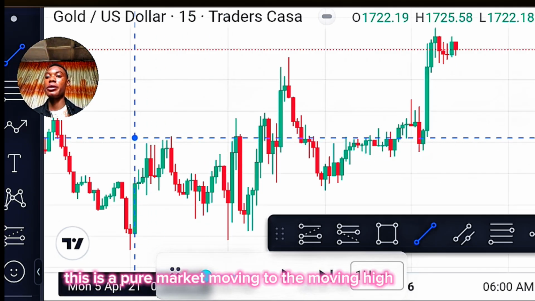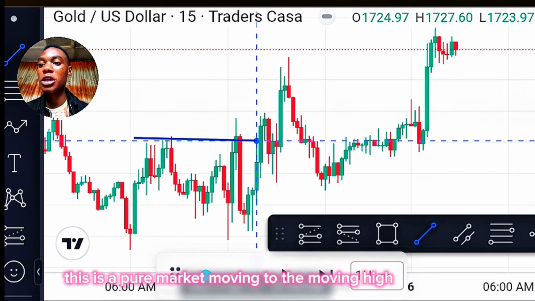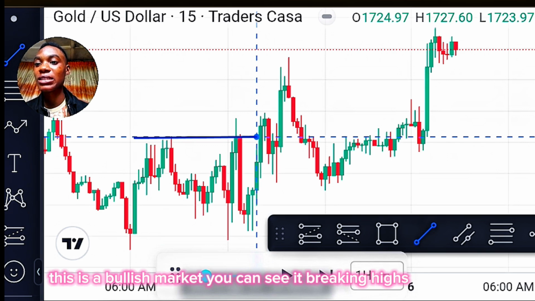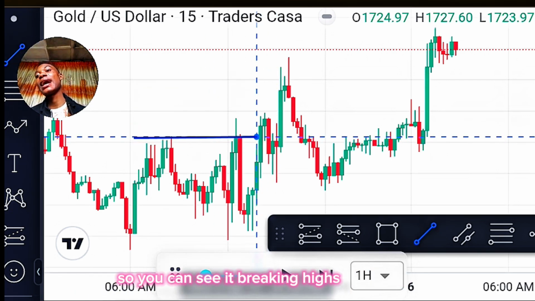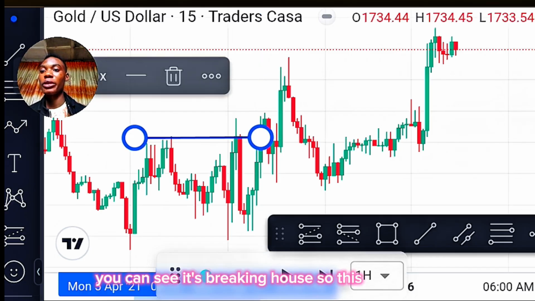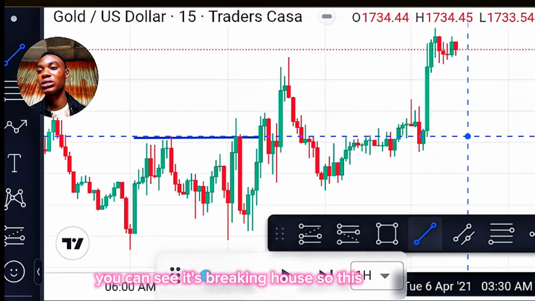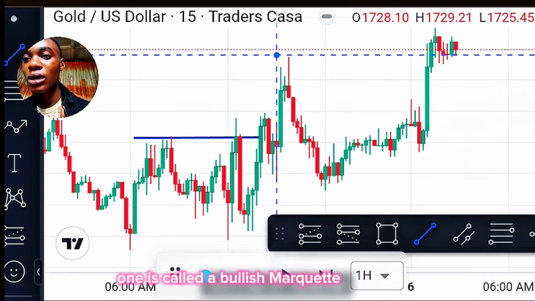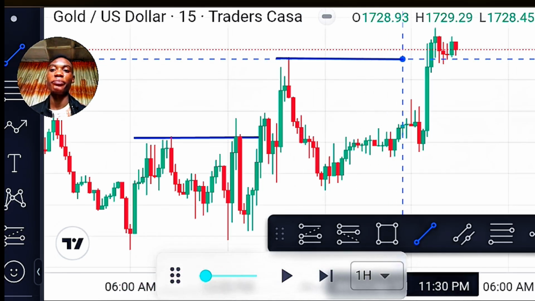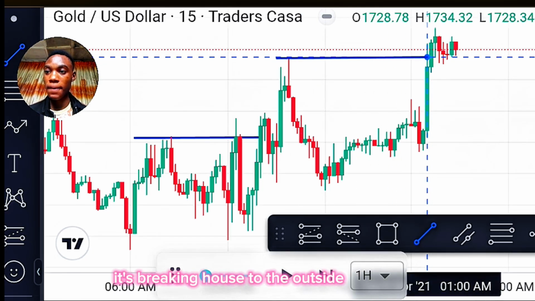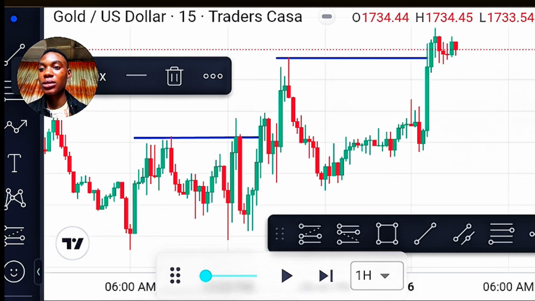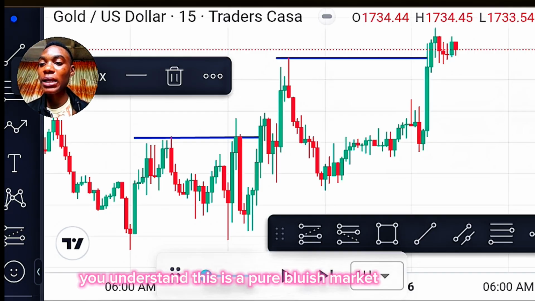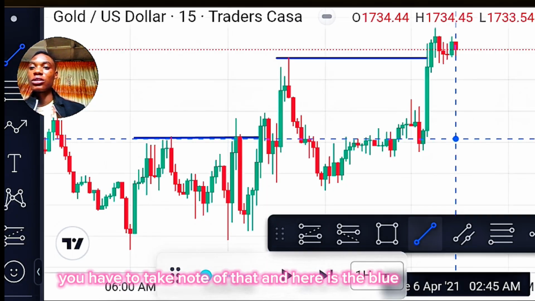This is a pure market moving higher. This is a bullish market. You can see it breaking highs. You can see it breaking highs to the upside. It is called a bullish market. You understand? This is a pure bullish market. You have to take note of that.